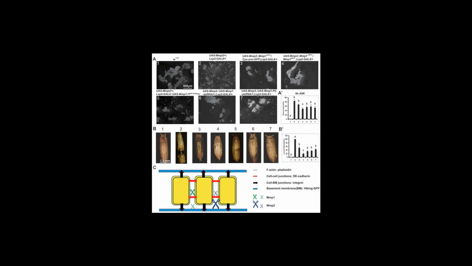Finally, MMP2 and several other MMPs have been shown to proteolytically activate TGF-beta, which has been shown to promote epithelial-mesenchymal transition, EMT, a key process involved in cancer metastasis.